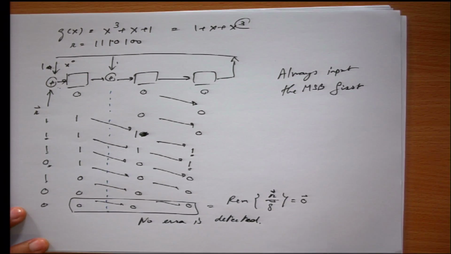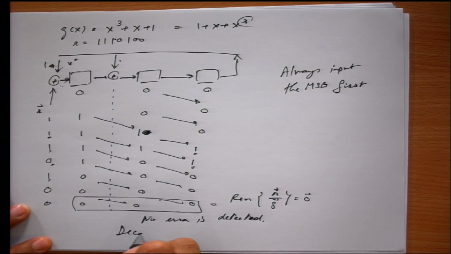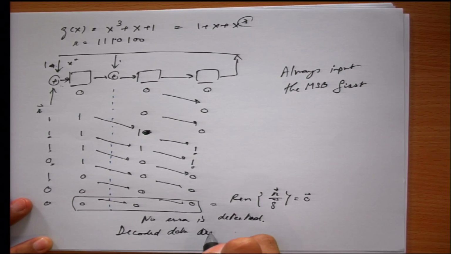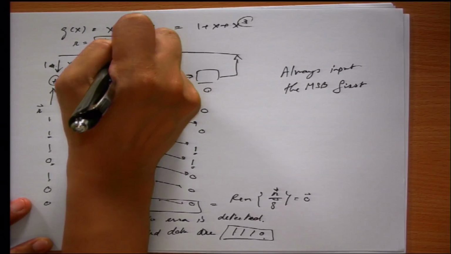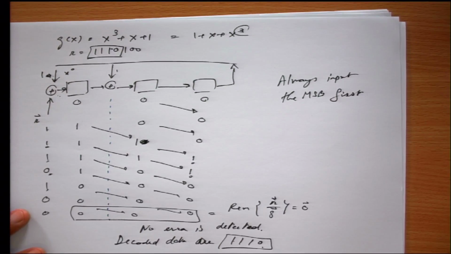So the decoded data is 1110, which is the first 4 bits of the received sequence.